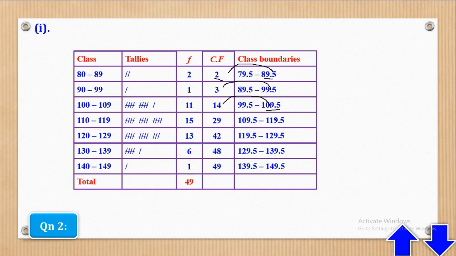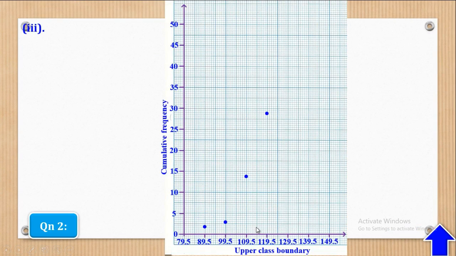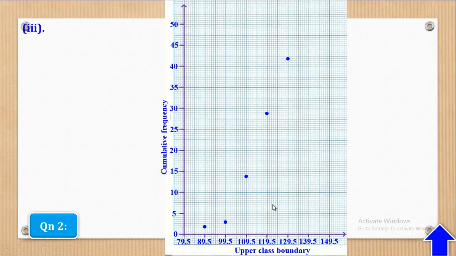The next will be 119.5 will correspond with 29, 129.5 will correspond to 42. So you are going to plot 29 and 42. So you have come and plot 29 on 119.5, then 42 on 129.5. The next we shall plot for 139.5 will correspond to 48, and 149.5 will correspond to 49. So we're going to plot 48 and 49. So you come here and plot 48, then lastly 49.